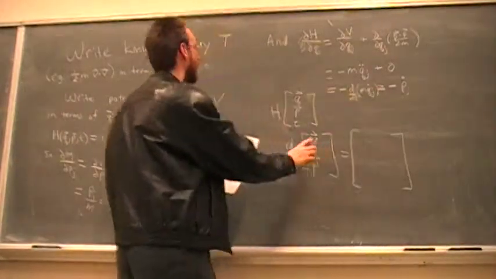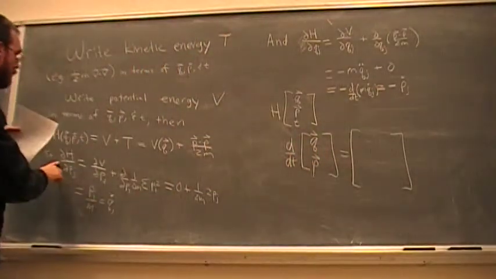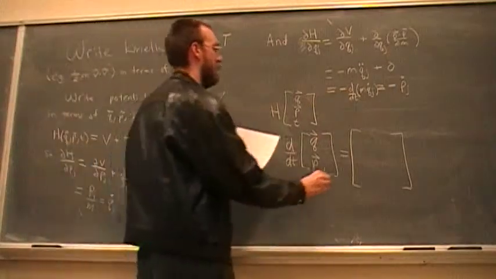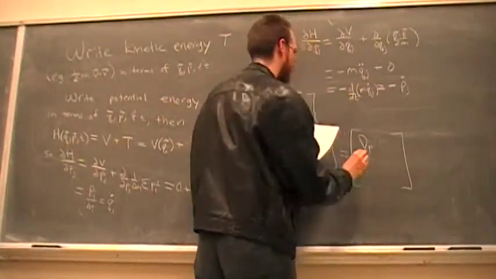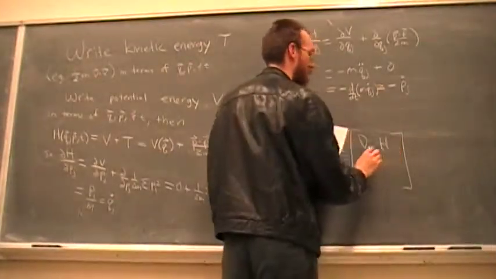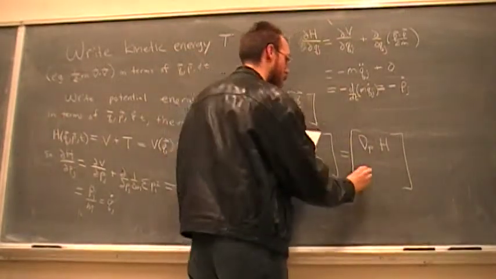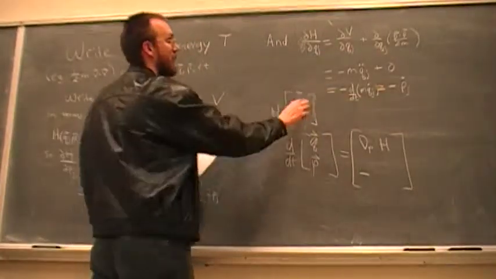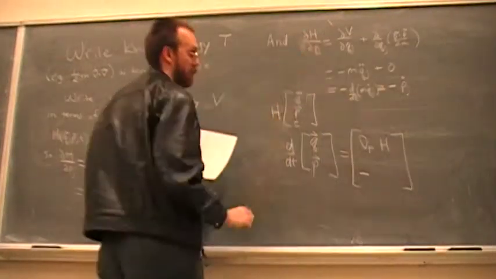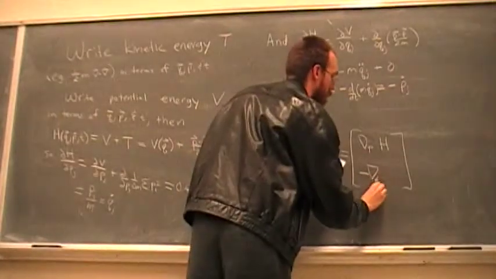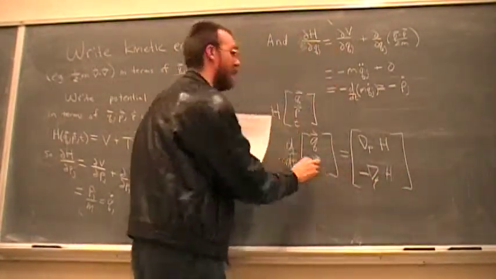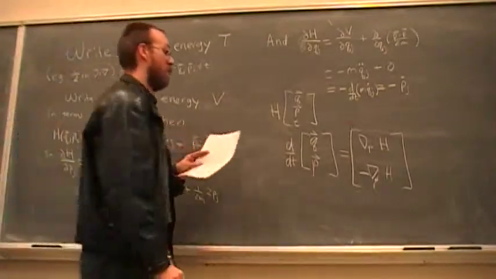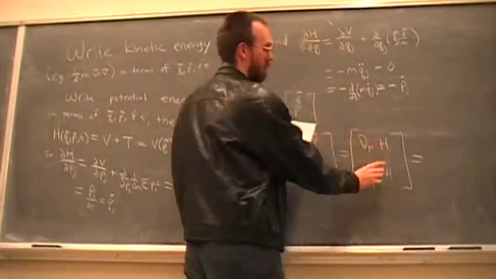Q dot over here was just partial h with respect to pj. So think of this kind of a gradient kind of operator. And if we take the negative of the gradient with respect to q, we're going to get the p dots. This is sort of silly notation.